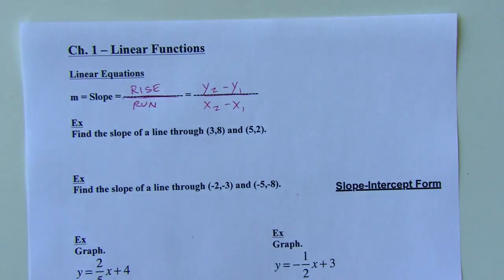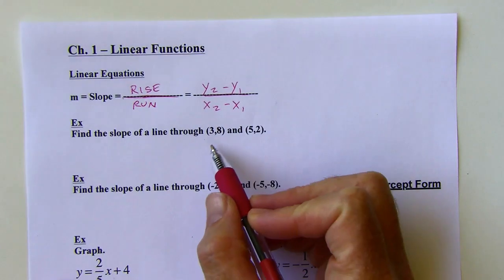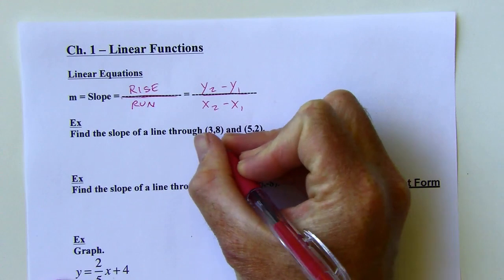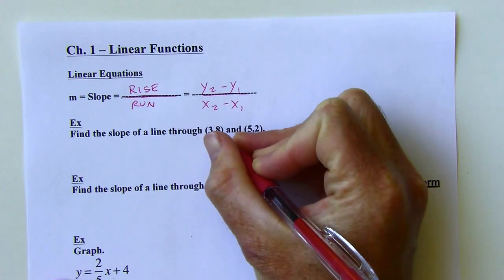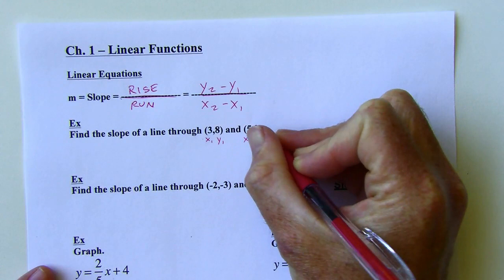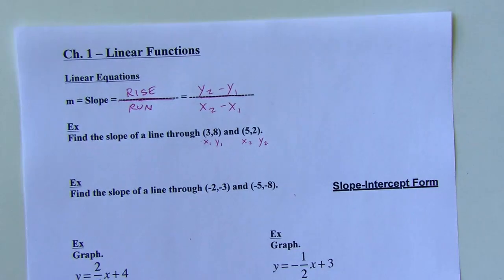Okay, so if you have a graph, you can just count the points to find the rise and the run. But if you don't have a graph, it's probably easier just to use the formula. So I'm just going to call this x sub 1. That's my first x and my first y, and that's my second x and my second y. It doesn't really matter which one's the first one and the second one, as long as you know which are the x's and which are the y's.